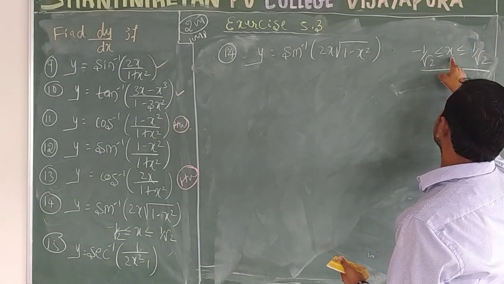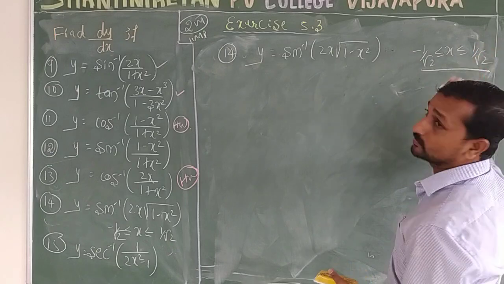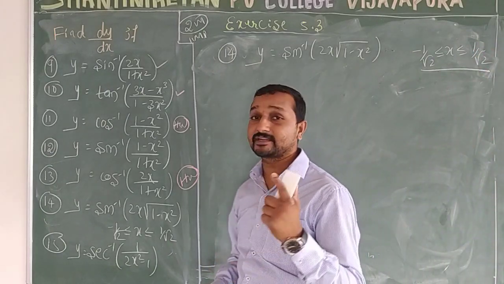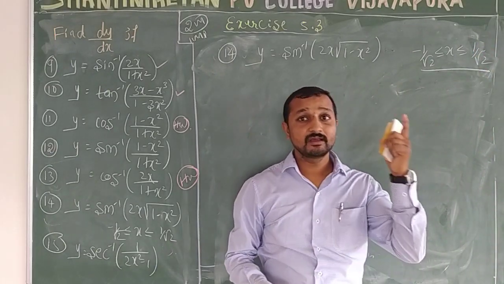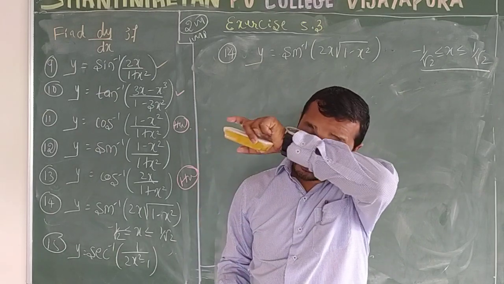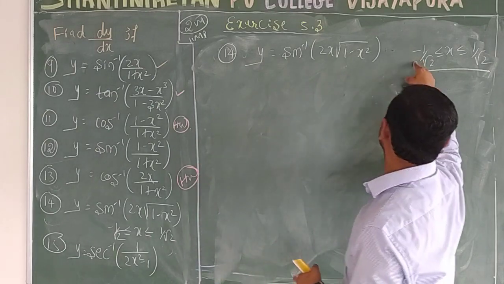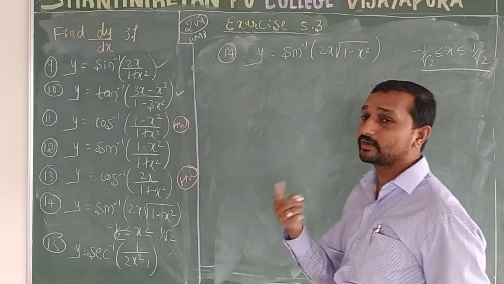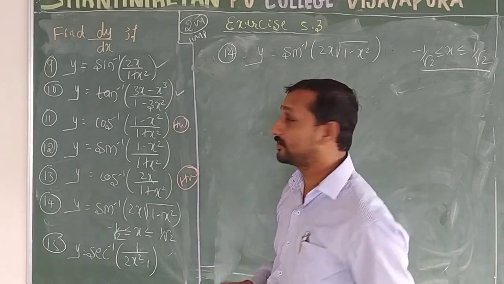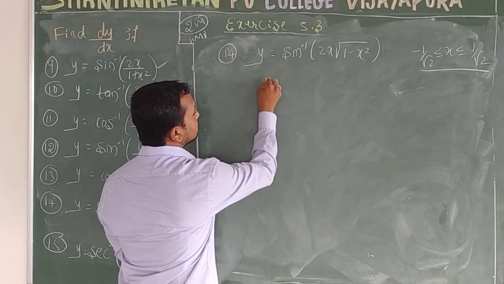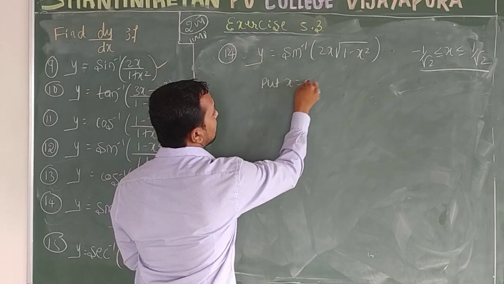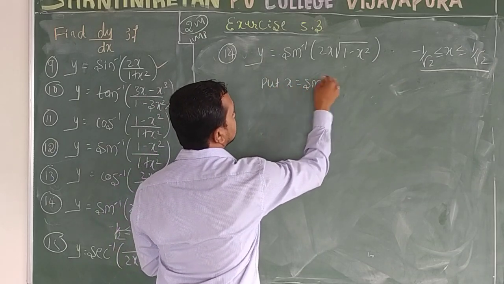Suppose the range is x lies between 0 to 1 by root 2. At that time we put cos, that is x equal to cos theta. Here, negative as well as positive terms are there, so we will put x equal to sin theta.